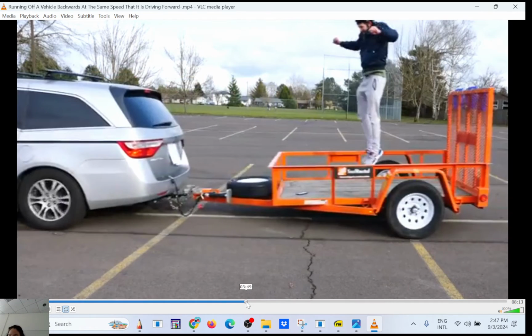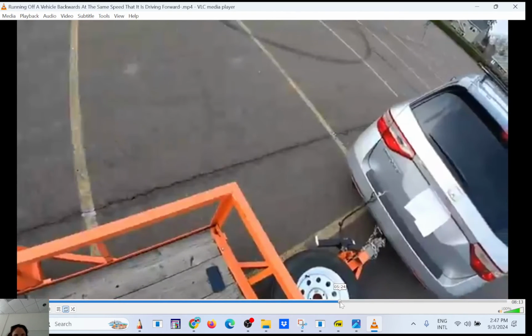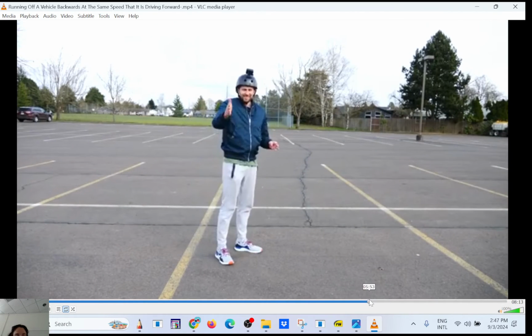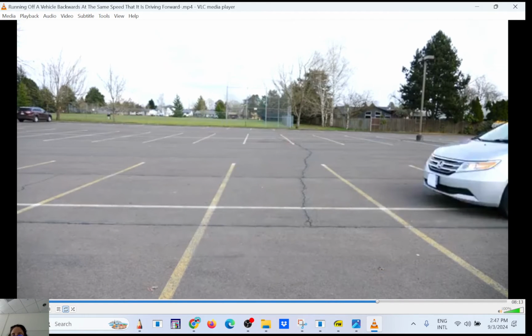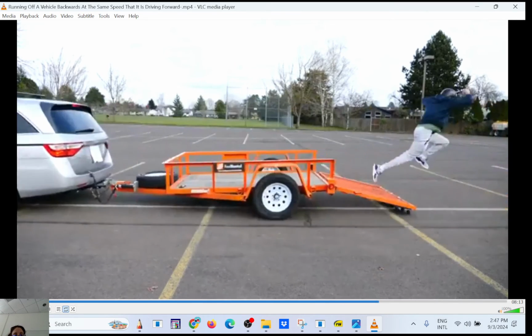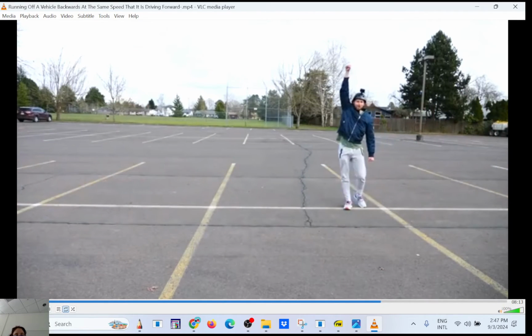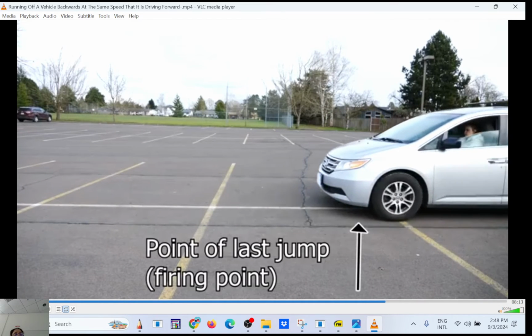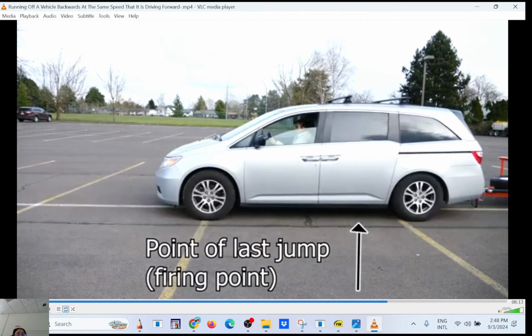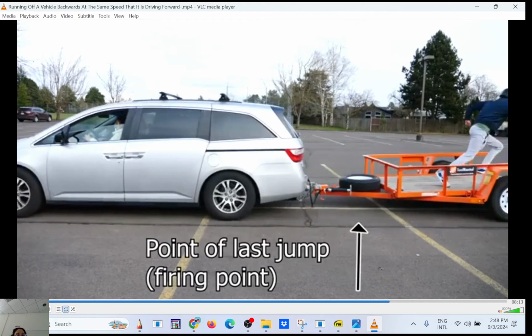But look what he did. You need a very cooperative wife in this case. It's very hard to achieve. So he's moving at the same velocity as the car, but in the opposite direction.